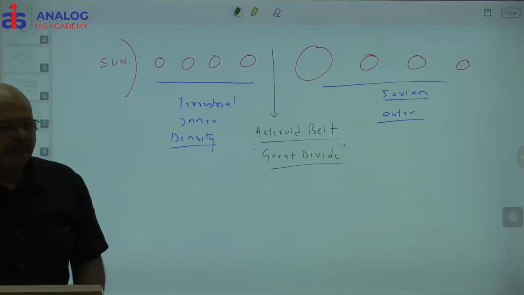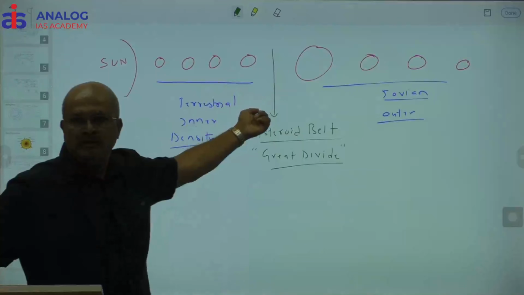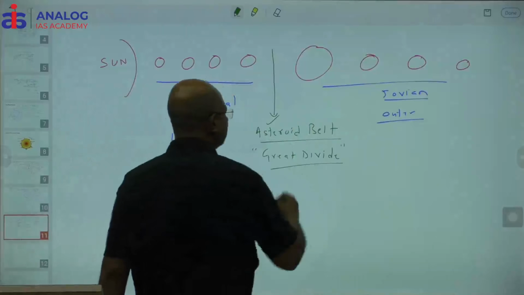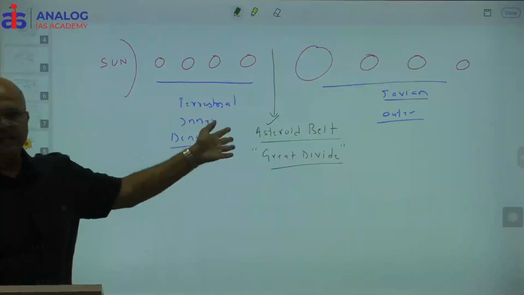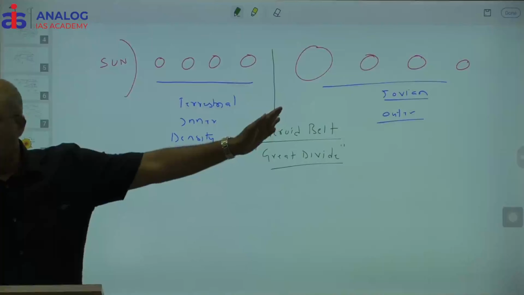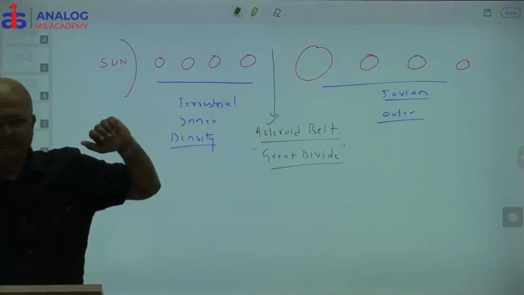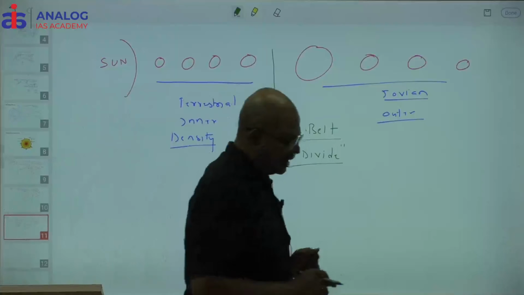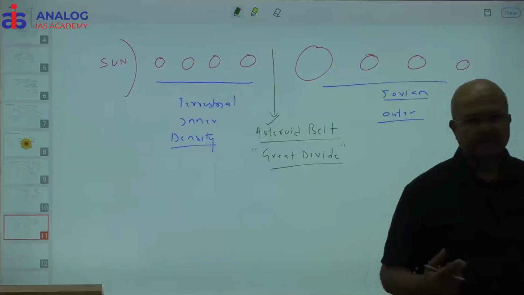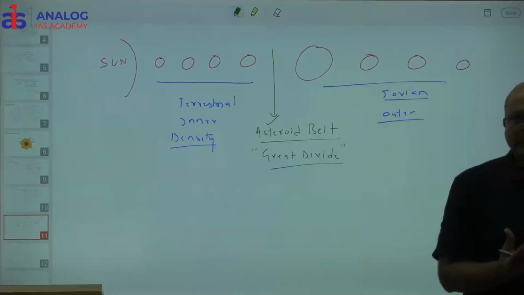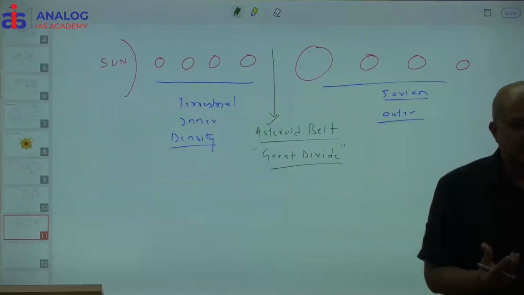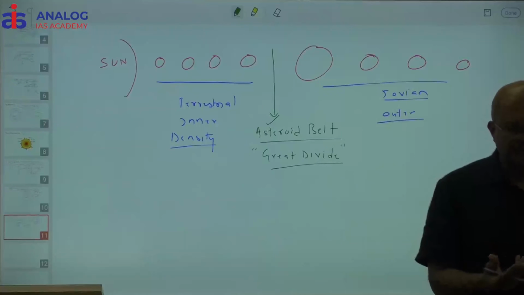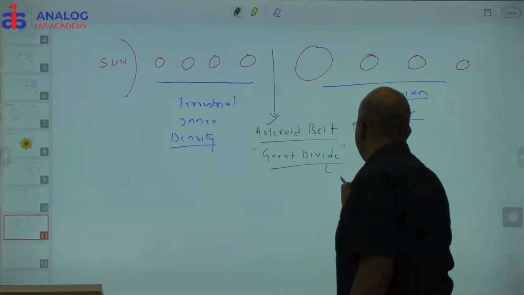The asteroid belt is between which two planets? Mars and Jupiter. It separates the terrestrial planets from the Jovian planets, or outer planets. Is that clear? Now, asteroids are referred to as left-out particles in the solar system. So asteroids can be referred to as fossils of planets.